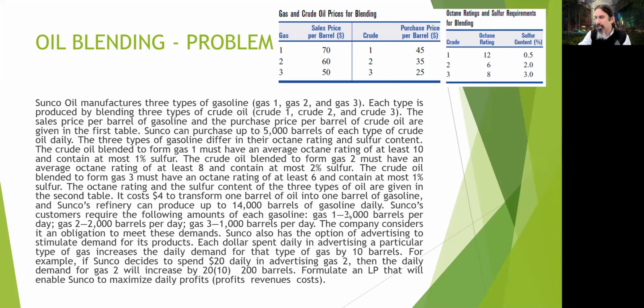3,000 barrels, right? So A1 is the advertisement spent for the first gas, right? For each dollar of advertisement I use, I will get what? 10 barrels. 10 times A1, not 20. 20 was the money spent here. So yes, 10 times A1, right? So I actually have 3,000 plus 10 times A1. This is my demand for the first gas.